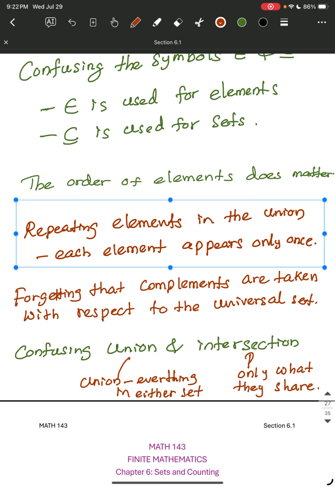Let's summarize today's lesson. Today we introduced the language of set theory. We learned what sets and elements are, how to use set notation, how to describe sets using roster notation and set builder notation, how to identify equal sets and subsets, and how to work with special sets such as the empty set and universal set. Finally, we studied three fundamental set operations: union, which combines elements from both sets; intersection, which contains only common elements; complement, which contains everything not in the set. These concepts provide the foundation for the counting principles and probability topics that we will study in the next chapter.